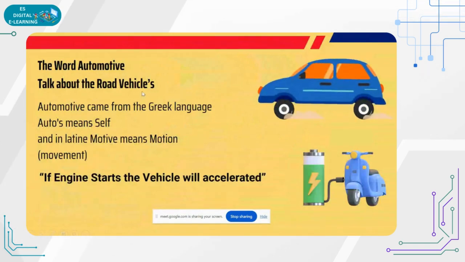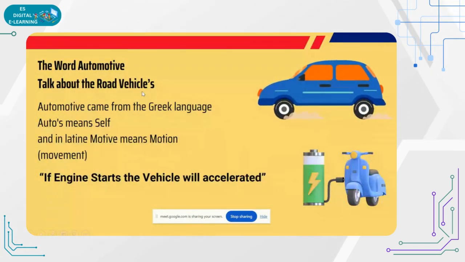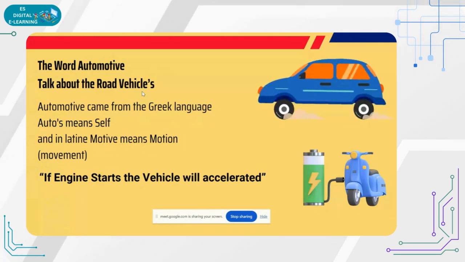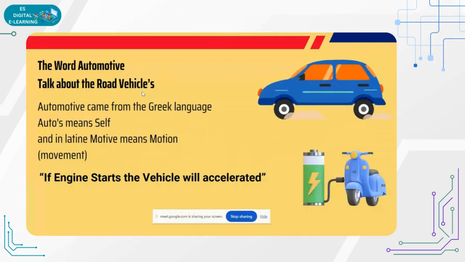Yeah, so the word automotive talks about road vehicles. The word automotive came from the Greek language. Auto means self, as in self-drive, and motive means motion. So that is the word automotive we referred to. Motion means the movement of the vehicle. Okay, is it clear, right?